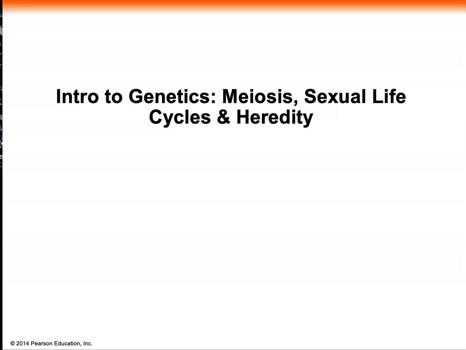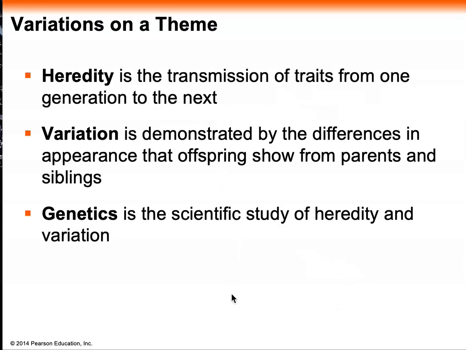This lecture will get into some of the introductory concepts related to genetics and some of the basic biological processes that happen that allow genetics to occur. So this unit is going to be largely about the idea of heredity, which is the transmission of traits from one generation to the next. And in most reproducing organisms, variation is key to this process, and we're going to learn about how this variation is created.